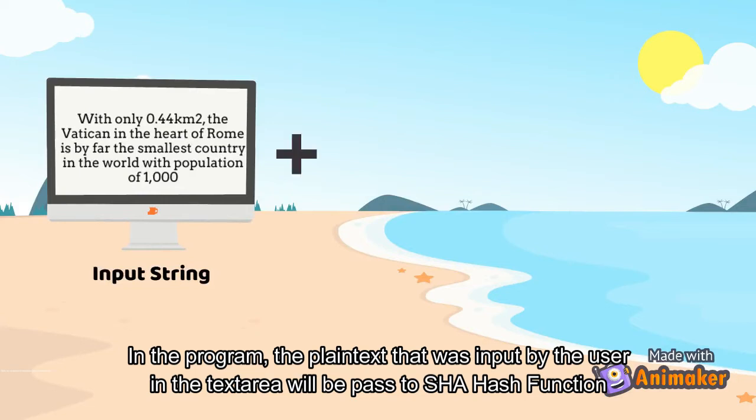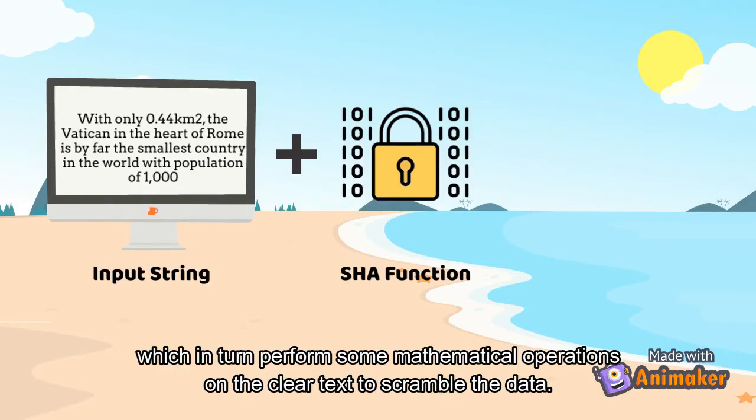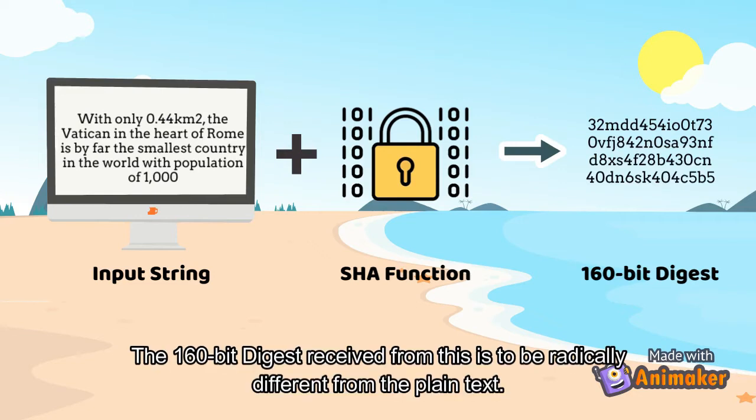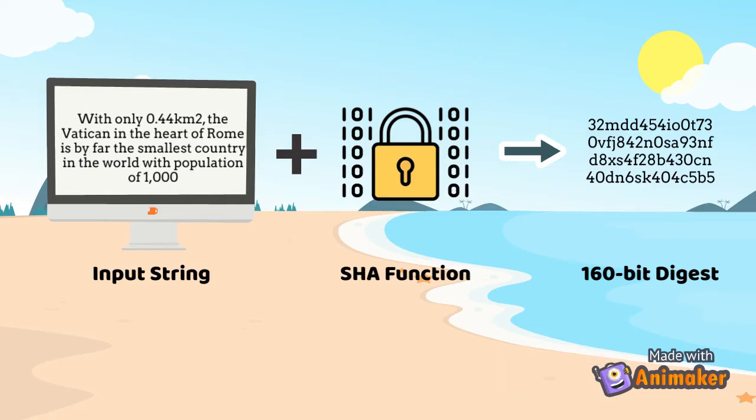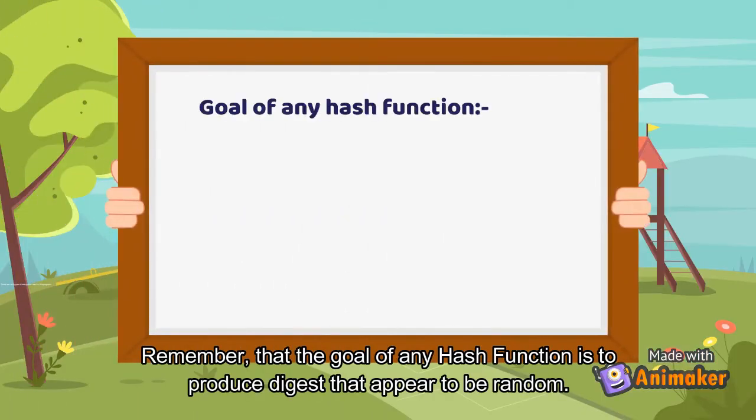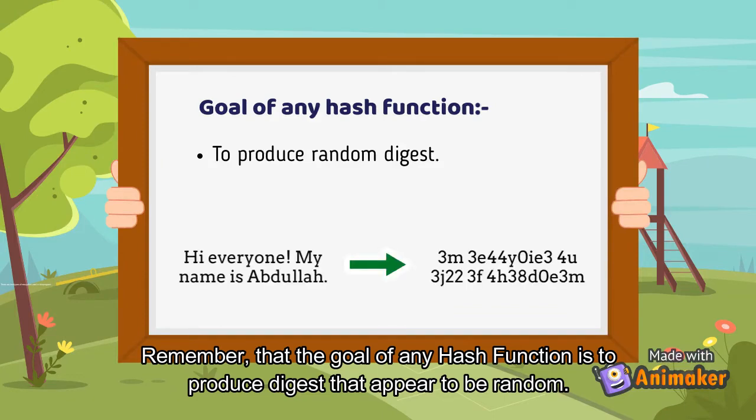In the program, the plain text that was input by the user in the text area will be passed to the SHA hash function, which in turn performs some mathematical operations on the clear text to scramble the data. The 160-bit digest received from this is to be radically different from the plain text. Remember that the goal of any hash function is to produce digests that appear to be random.